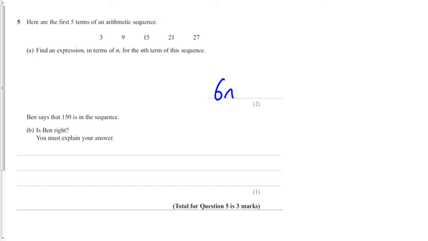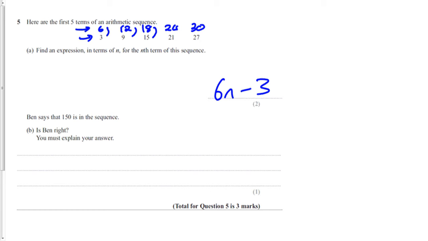So if it's going up in sixes and it's 6n, then the next thing you do is write the 6 times table. So 6, 12, 18, 24, and 30. Now the final part of this question is how do you get from your 6 times table to your sequence? Each time, to get from this one to this one, this one to this one, you've got to take away 3. So your answer is 6n take away 3.